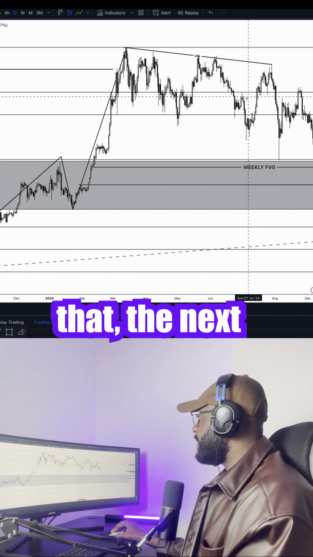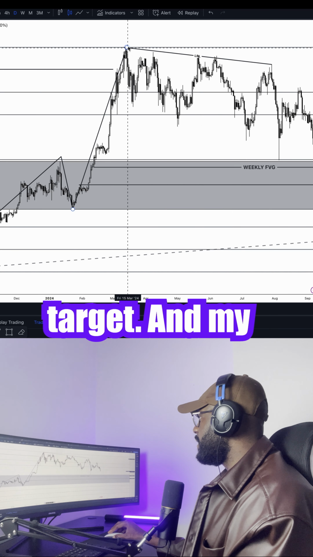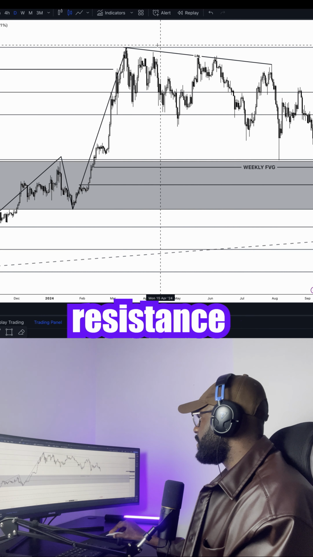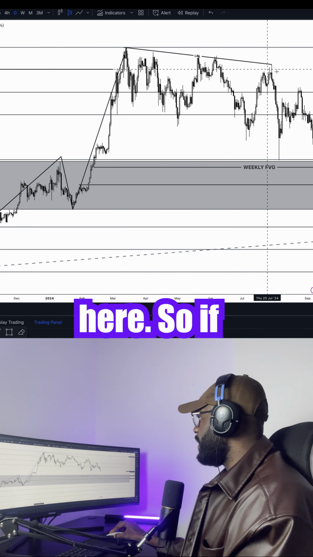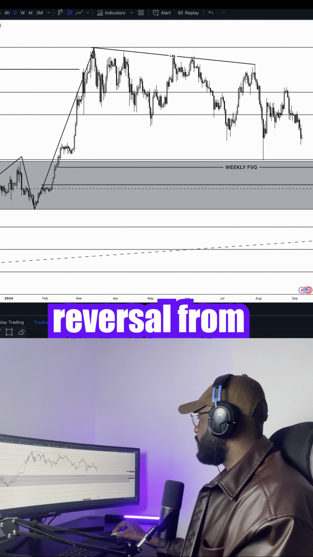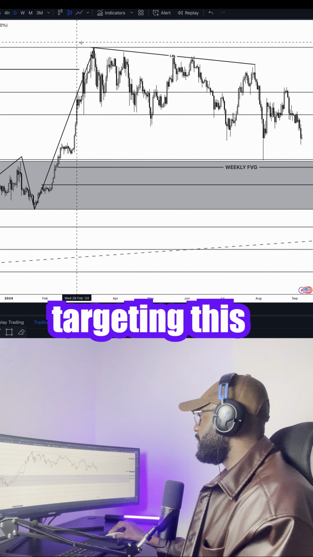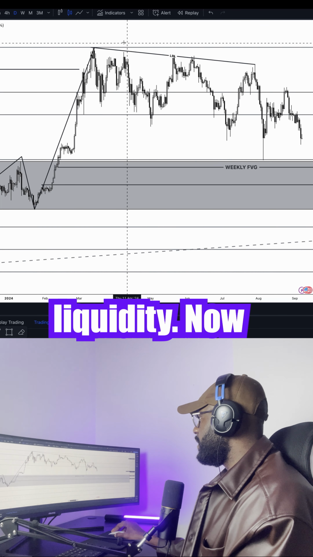And now I've done that, the next thing I do is to look for my target. And my target is low resistance liquidity resting right here. So if for any reason we see a reversal from here, I'll be targeting this low resistance liquidity.